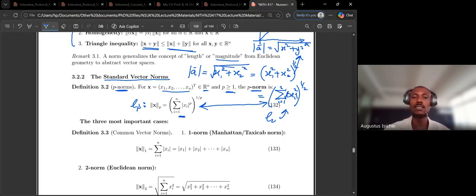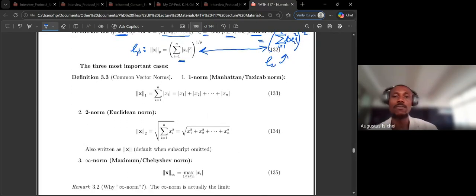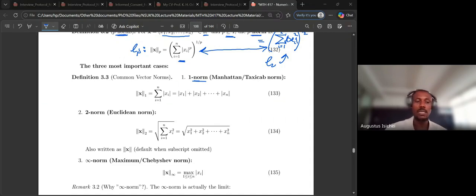Then, the three most important cases for the Lp norm. So we have the common vector norm. When p is equal to 1, we call it the Manhattan or the taxi cab norm. So in case you hear me say using the Manhattan norm or using the taxi cab norm, you know what I'm referring to. It means that it is the Lp norm where p is equal to 1.